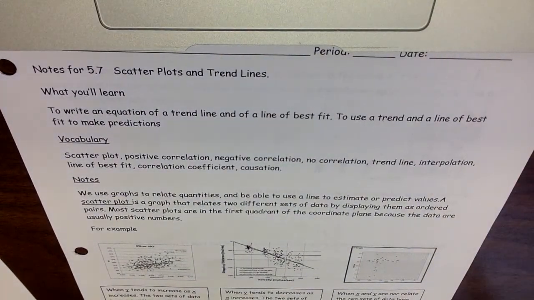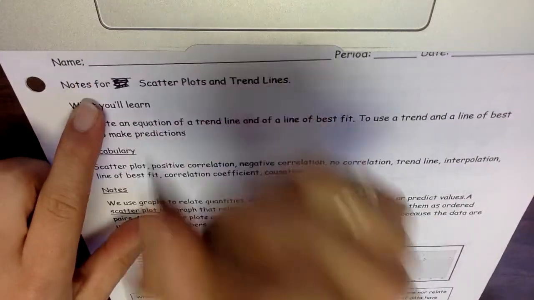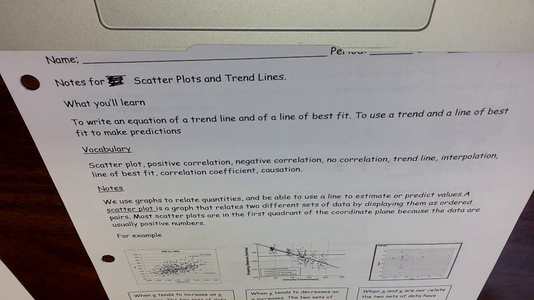Okay, I know this says notes 4, 5, 7, so scratch through 5, 7, please. And we are going to talk about scatter plots and trend lines. First, we're going to talk about scatter plots.